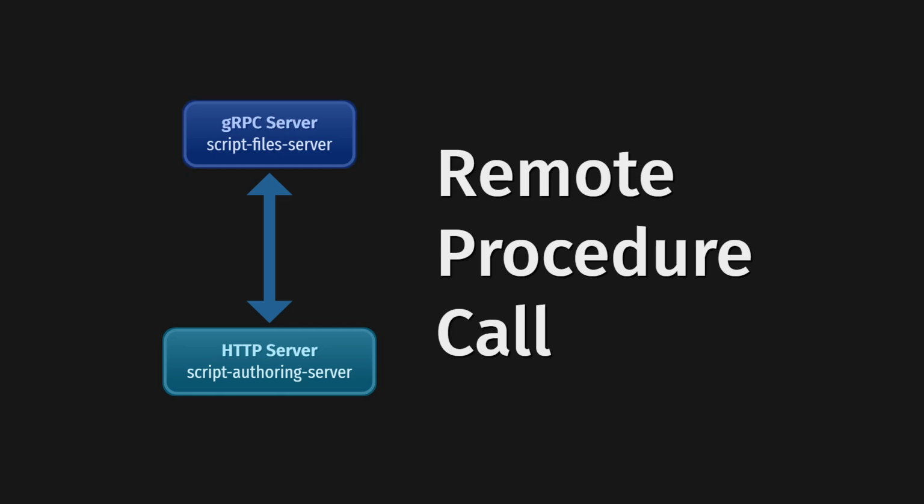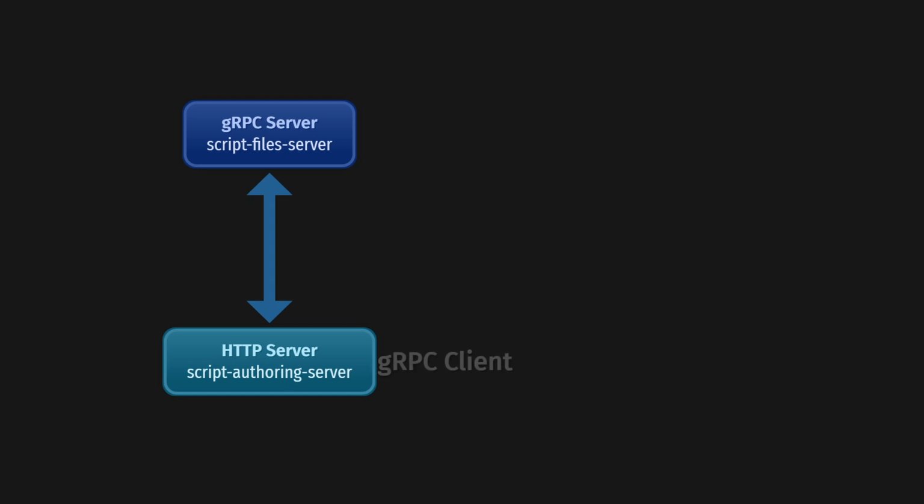In a lot of ways, it's very similar to an ordinary HTTP request. One endpoint acts as a client, with the other acting as a server. When the client wants to invoke an RPC on the server, it sends a request over HTTP, passing along a request message. Once the server has done whatever work it needs to do, it can send back a response message.